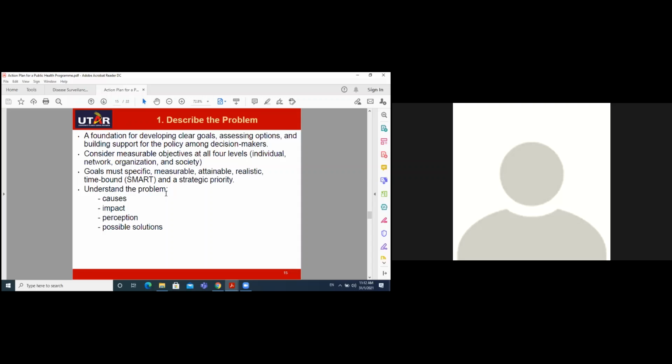So the goal must be specific and follow SMART so that we can measure it and evaluate whether the public health policy implemented is effective or not in reducing the prevalence or incidence of the disease. So we need to understand the problem, what the risk factors causing the problem are, and what the impacts are on society and the economy.